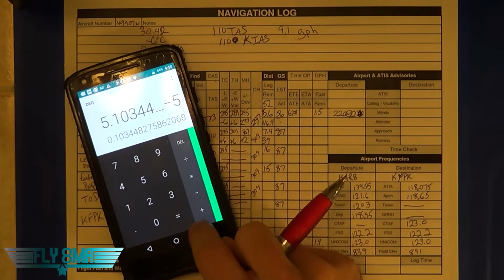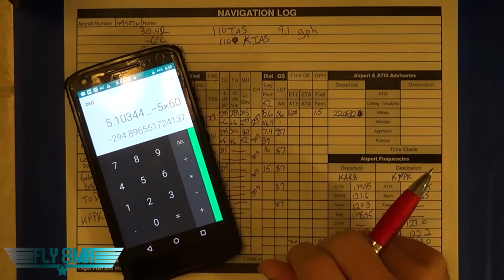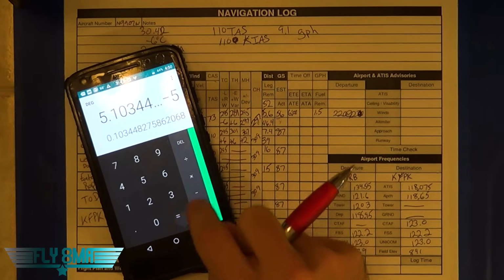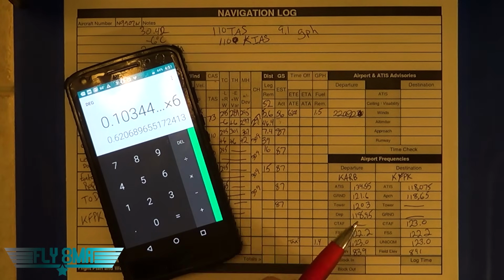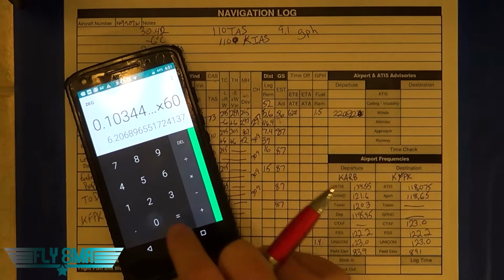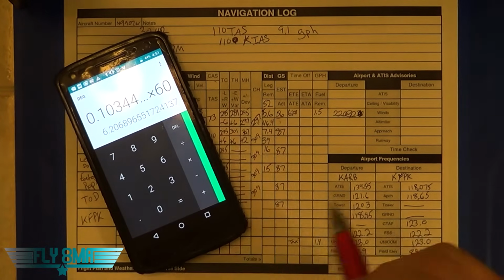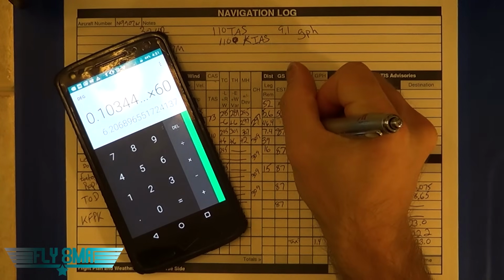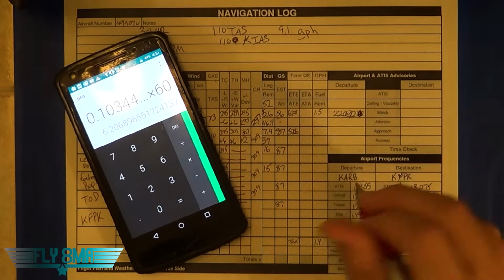So then I take the 5 off. I'm going to multiply that by 60 to get seconds. And that's going to give me a total of 5 minutes and 6 seconds, I'm comfortable saying. So 5 minutes and 6 seconds.